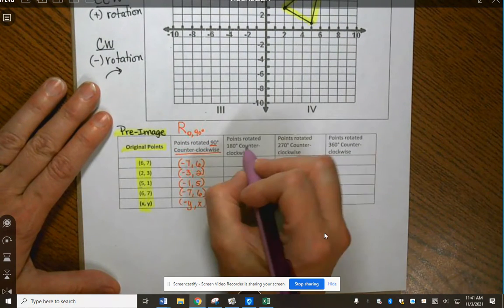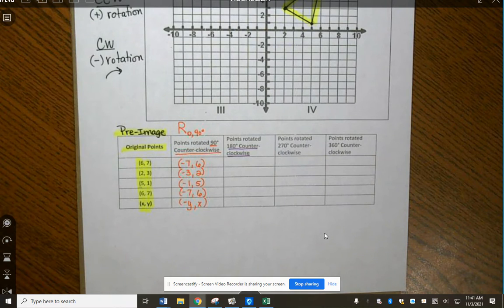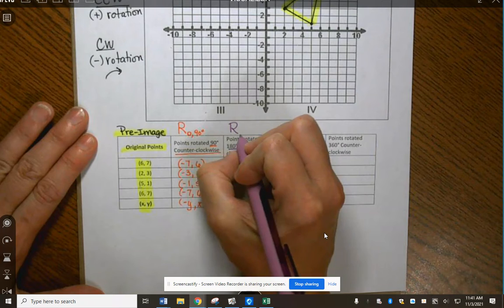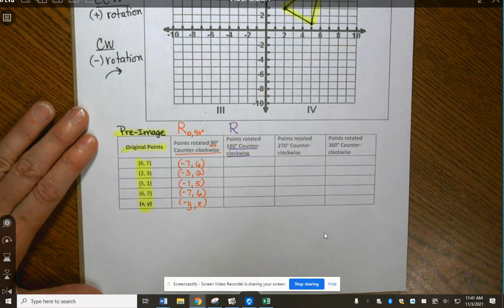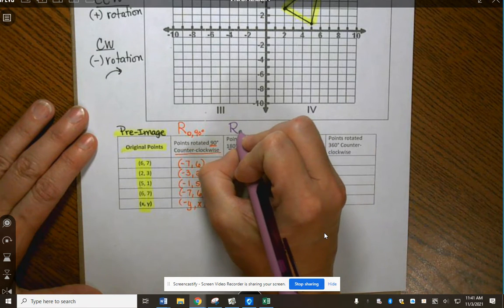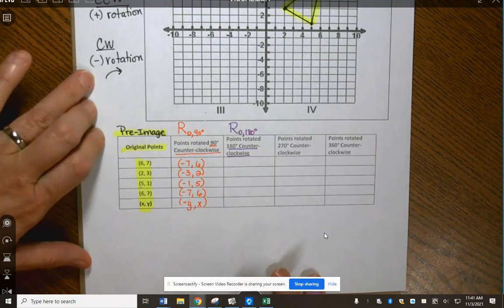In the next column, we're going to rotate 180 degrees counterclockwise. When you rotate 180 degrees, it really doesn't matter the direction, because 180 degrees counterclockwise gives you the same result as 180 degrees clockwise. But I'm going to do the notation. Capital R is for rotation. A lowercase r is for reflection. So capital R around the origin, and we're going to go 180 degrees.